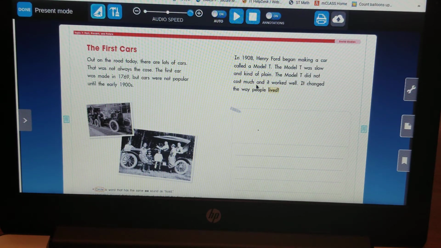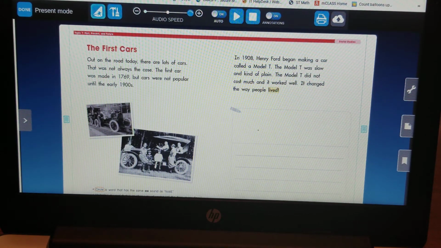So that helped people to be able to buy them. Today, cars cost, well, I think it's a lot of money, and your parents probably think so too. But back then, they made these cars so that they didn't really cost a lot, so many people were able to buy them. The Model T was slow and kind of plain. My car and many cars right now can go up to 120 miles an hour. Back then, the Model T could probably just go about 15 miles an hour. And that's all. So they were slow and kind of plain.